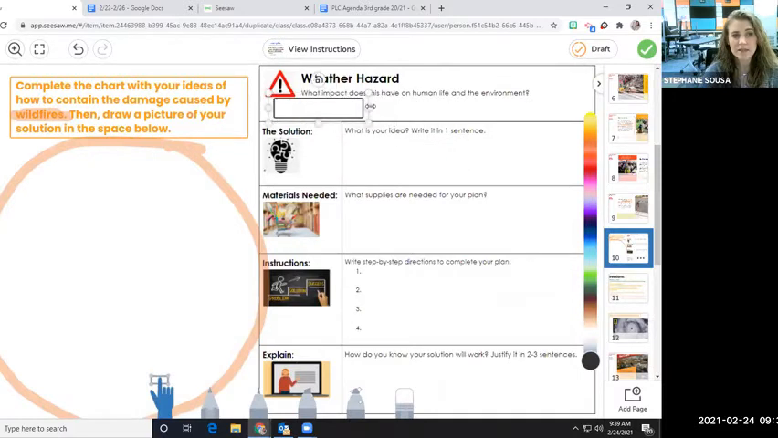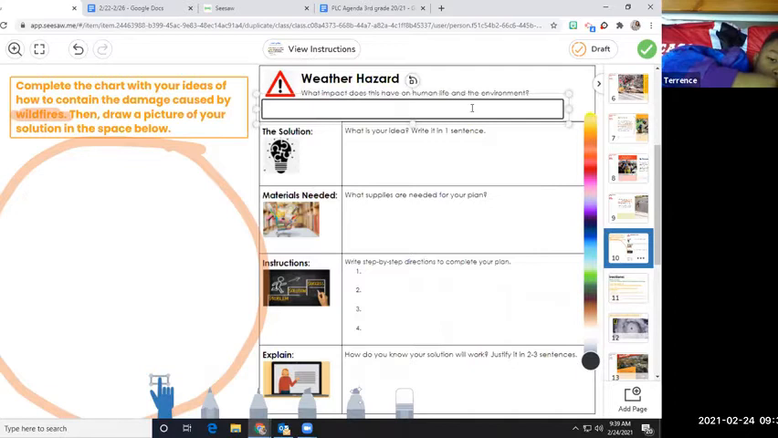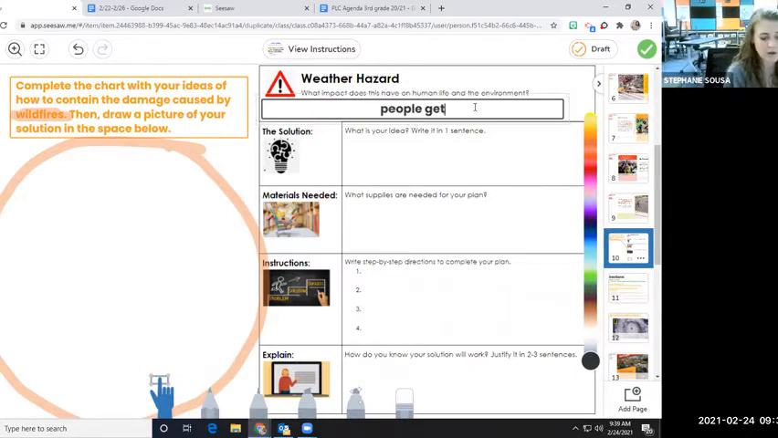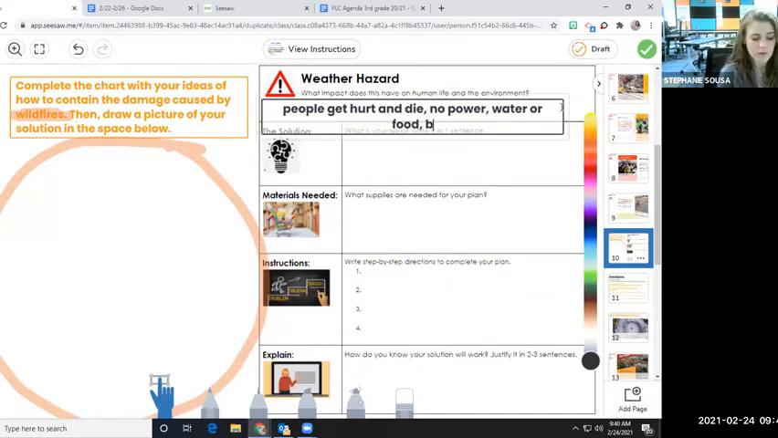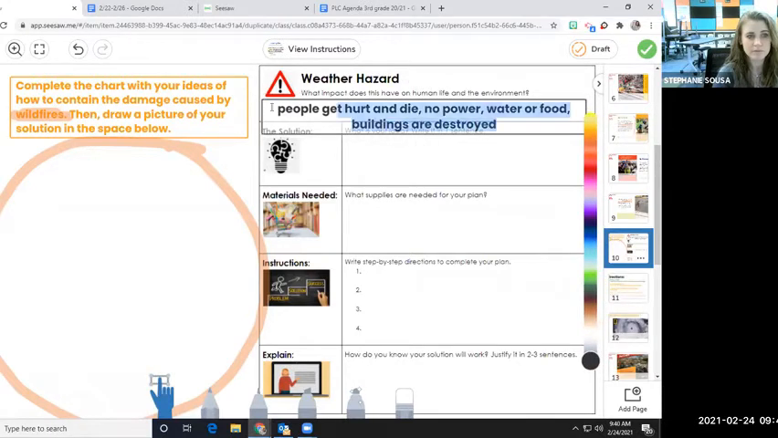What impact does this have on human life and the environment? Okay. People get hurt and die. No power, water, or food. Buildings are destroyed. I will put this in the chat because I know we are up against time.